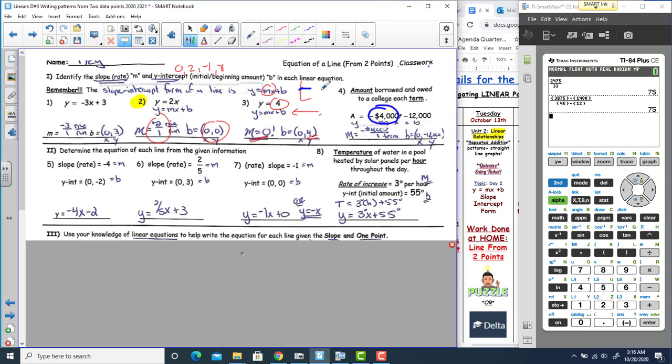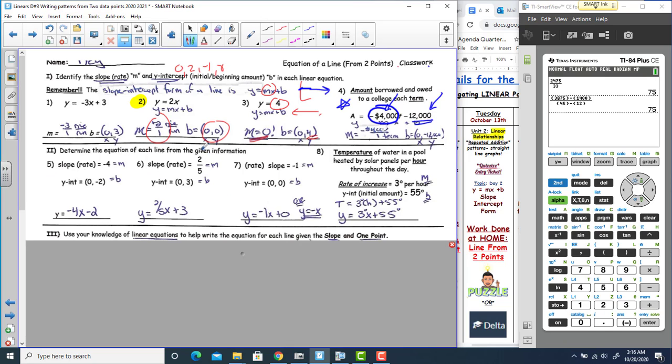Number 4, ladies and gentlemen, the amount of money borrowed and owed to a college each term. So it looks as though they're starting by borrowing $12,000 to get to college, or maybe that's the tuition, and then they're going to spend an additional $4,000 each term. Maybe that's room and board. The rate of change is a decrease of $4,000 in the person's money because they're going to owe that to get through that term, and they're borrowing the tuition. They're starting at -12,000, going down by $4,000 each term, and it's a lot more than that. I wrote this question many years ago.